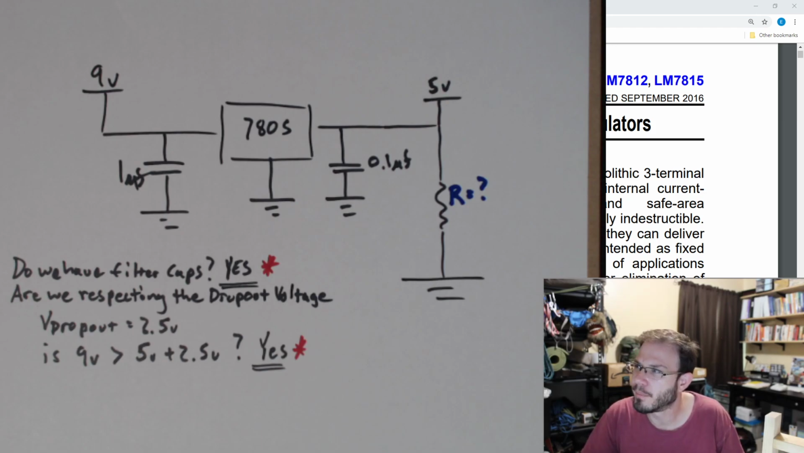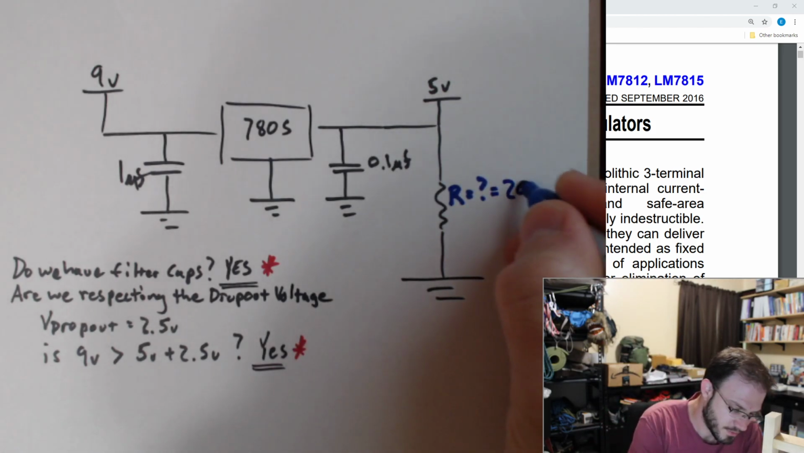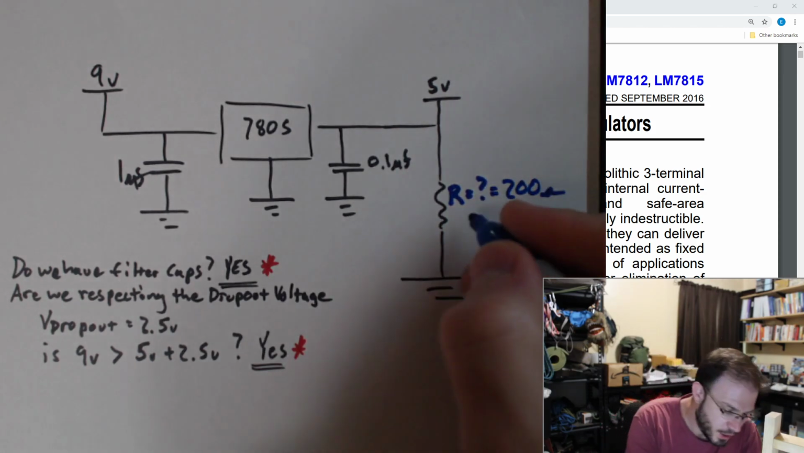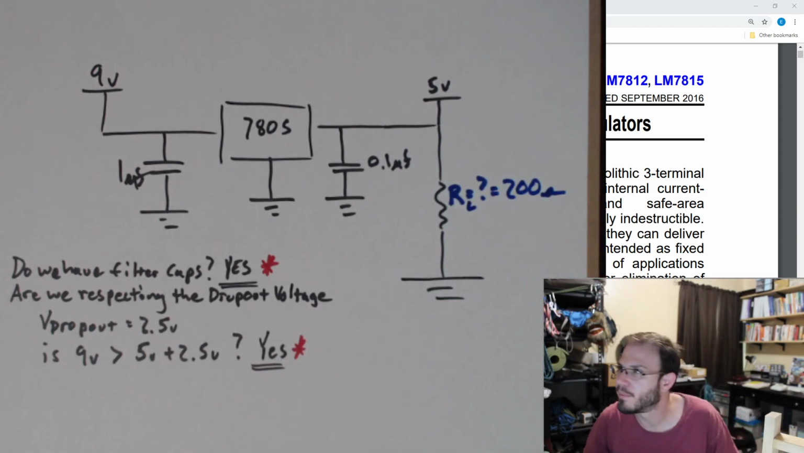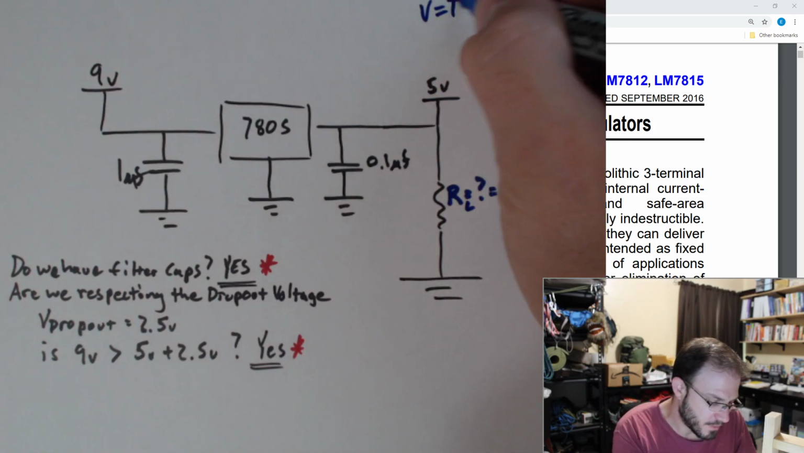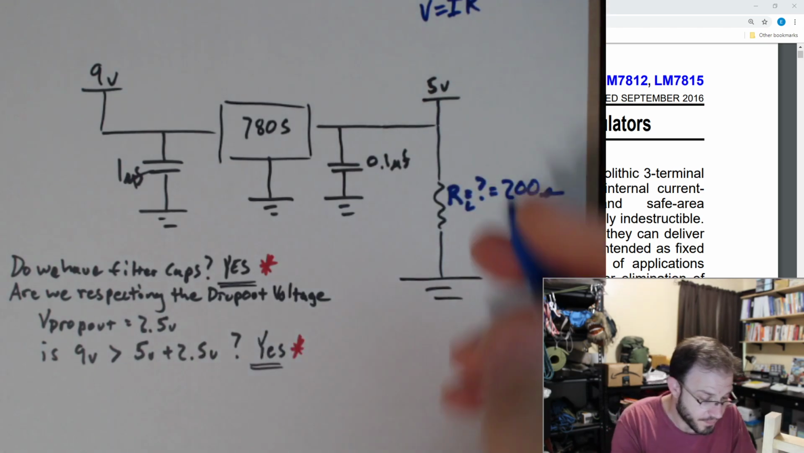Give me a value. Give me a lowish value. Something, I don't know, 50 ohms, 100 ohms, 200 ohms. Okay, so we have a 200 ohm load. Okay, notice the relationship. V equals IR.